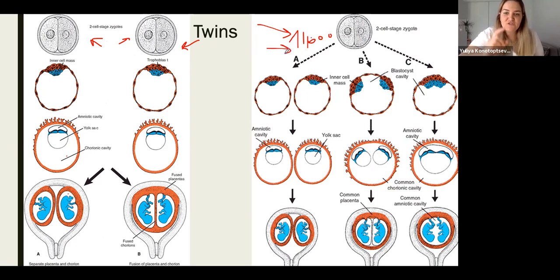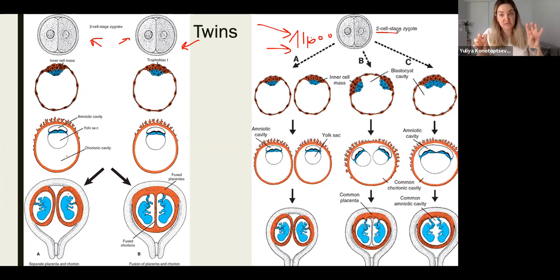Monozygotic twins arise from one zygote. You had one oocyte fertilized by one spermatozoon. Monozygotic twins arise due to splitting of that zygote at different stages. The most common when it can split is the 2-cell stage. Remember, zygote, cleavage, it becomes 2-cell stage. Randomly, nobody knows why, these 2 cells split, they separate from each other.